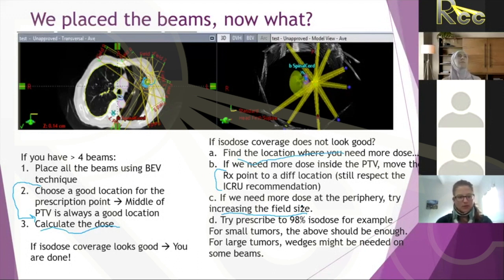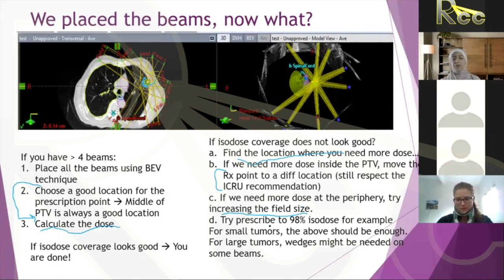Okay, I said that in both Arabic and English. If the periphery, if the sides of the tumor are cold, this is a good indication that you need to expand or increase your field size. Or, you know, you need to give more margin from the field edge to the PTV.